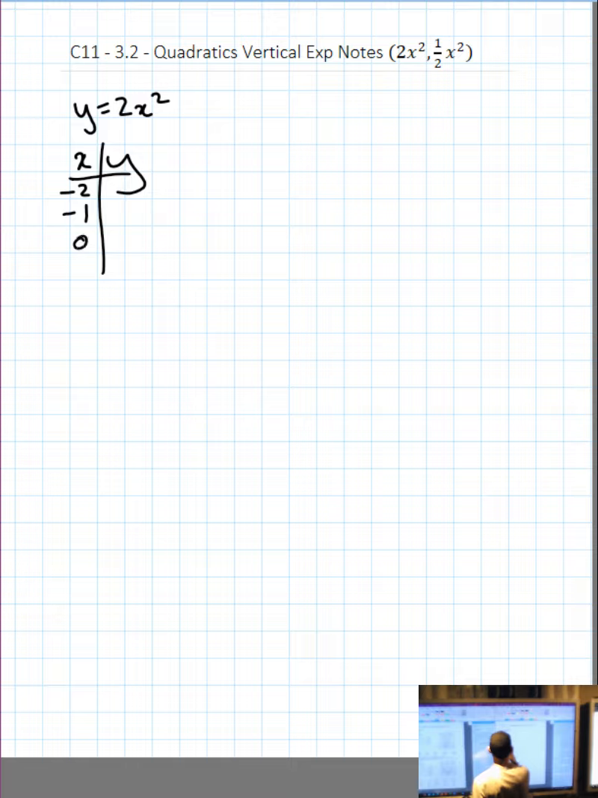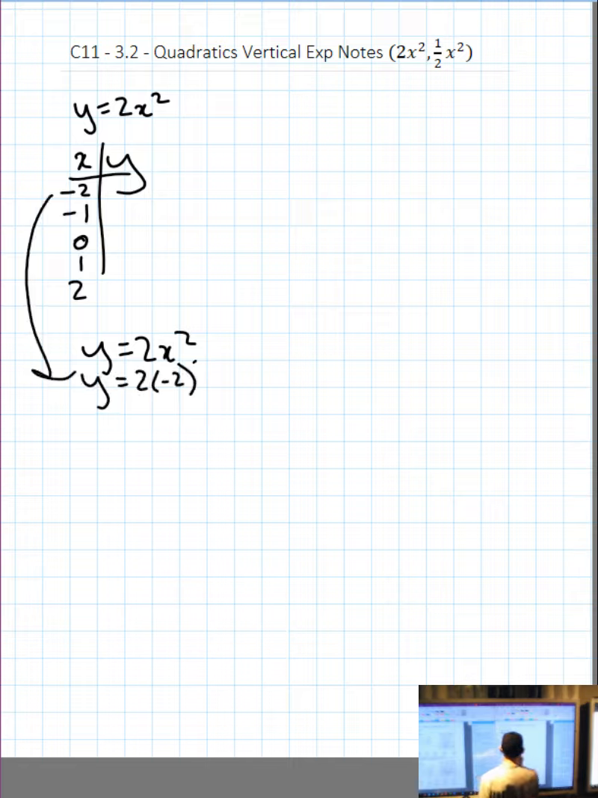-2, -1, 0, 1, 2. Carefully writing the equation down below, y equals 2x squared, carefully taking the first value of x and substituting it in for x from the table. Y equals, now remember, BEDMAS, exponents first. -2 squared is 4, so it's 2 times 4. Y equals 2 times 4 is 8. Circle your answer, put it in the table.